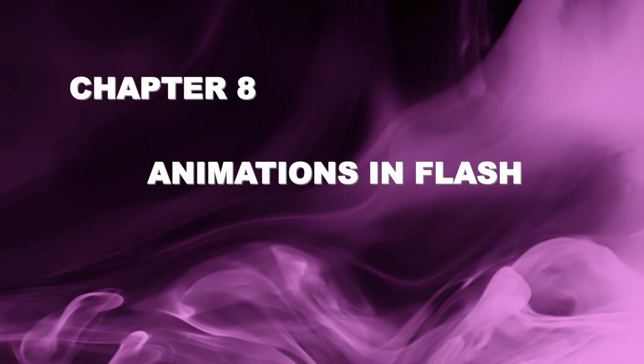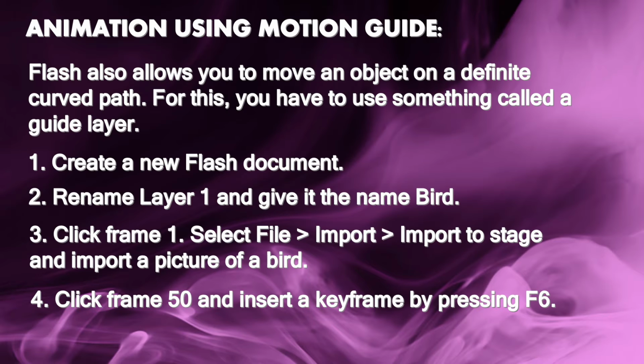Today we are going to start with the same chapter, chapter number 8, Animation using a motion guide. Flash also allows you to move an object on a definite curved path. For this, you have to use something called a guide layer. The guide layer has a motion guide, which is the path along which the object will move.